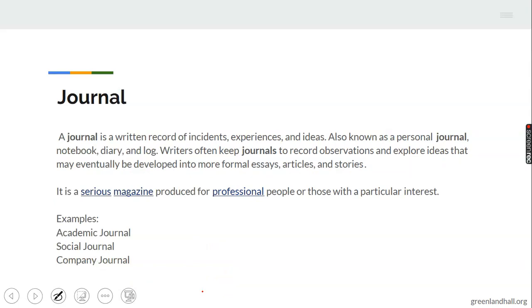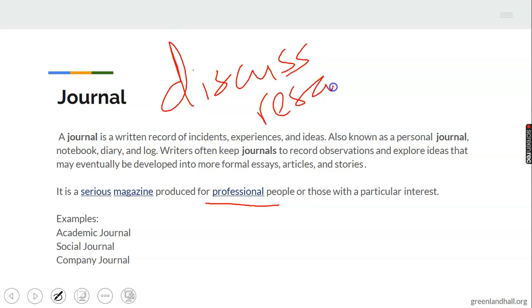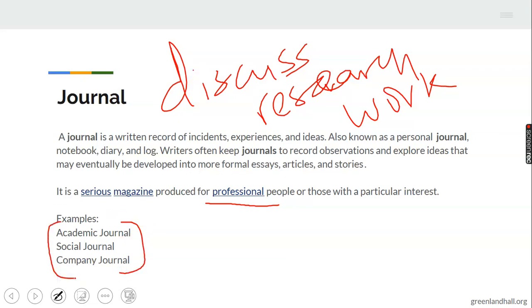The last one is a journal. A journal is a well-written account of incidents. Mostly they are educational and professional. They are serious magazines that discuss research work. So there are journals that discuss research work, and we have them in forms: the academic journal, the social journal, and the company journal.